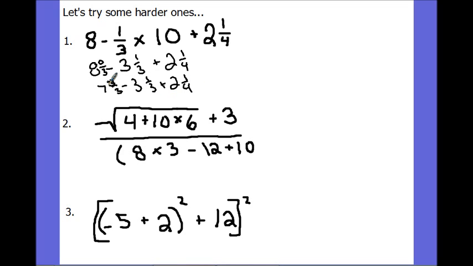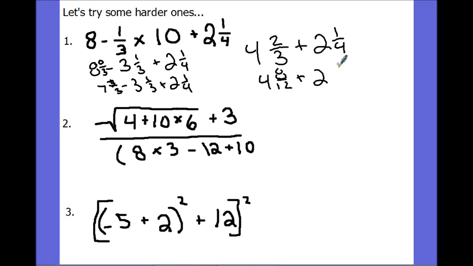So take those away. 3/3 minus 1/3 is going to give me 2/3. 7 minus 3 is 4. So now I have 4 plus 2 1/4. You need to find a common denominator. So that's going to be a 12. So that would make this 4 8/12 plus 2 3/12, which would give me a grand total of 6 11/12.